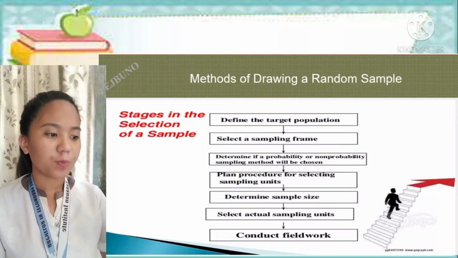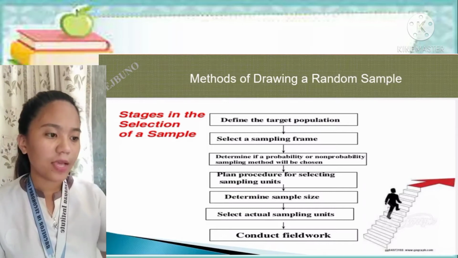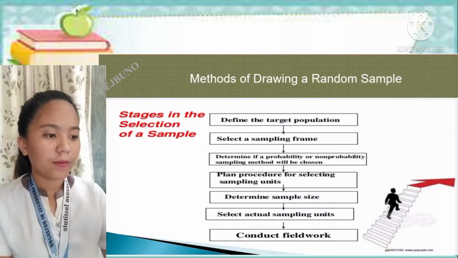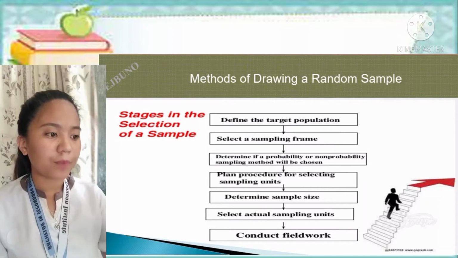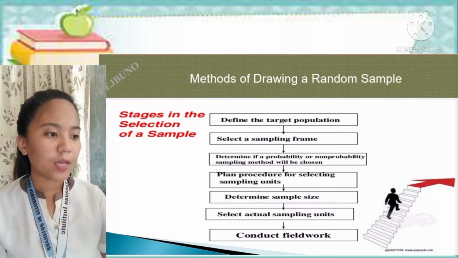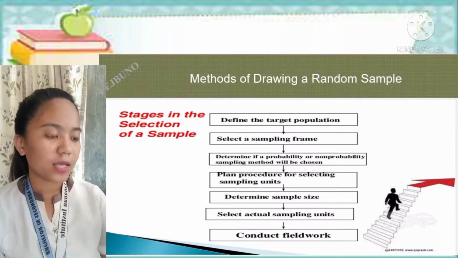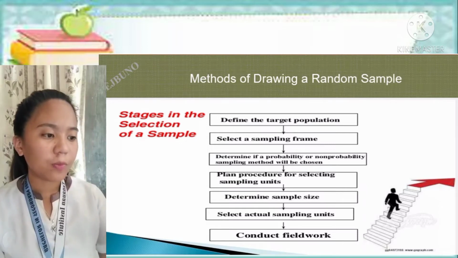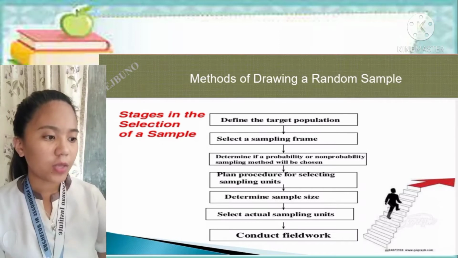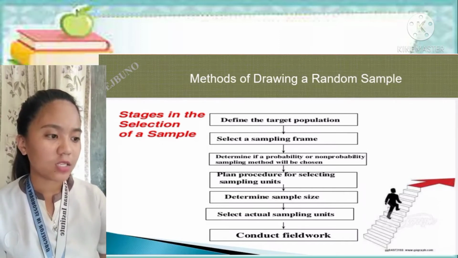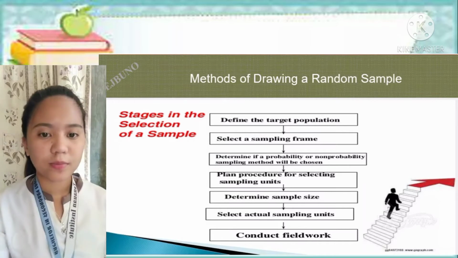Stages in the selection of a sample. First, define the target population. Next, select a sampling frame. Next, determine if a probability or non-probability sampling method will be chosen. Plan the procedure for selecting sampling units. Determine sample size. Select actual sampling units. And last is to conduct field work.